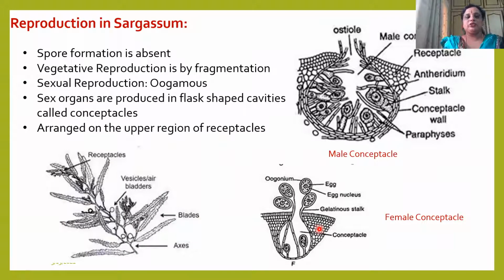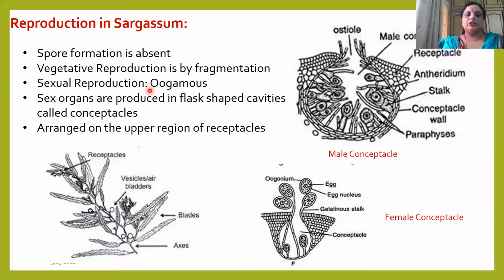Now let us proceed with the reproduction in case of Sargassum. As I was mentioning before, in Sargassum the asexual method of reproduction, that is by the formation of any kind of spores, is completely lacking. Asexual spore formation is completely lacking. Most of the species of Sargassum reproduce usually by the vegetative method, that is by the process of fragmentation. This is one of the common methods of reproduction you can find in all the species of Sargassum.